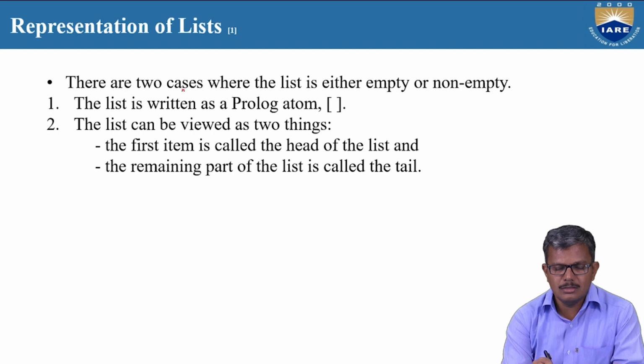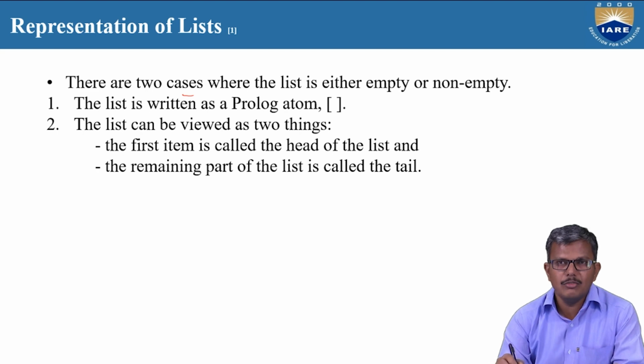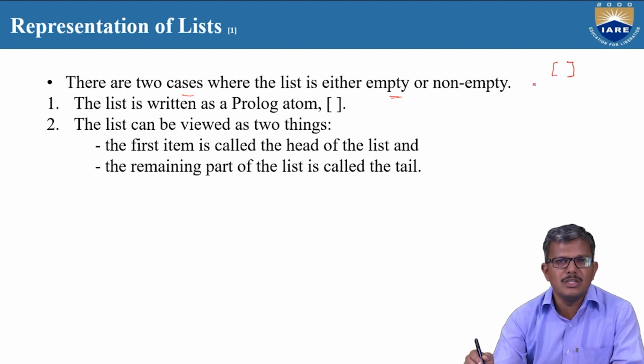See here, there are two different cases where the list is either empty or non-empty. In the second slide, we mentioned that a list is a sequence of items which are enclosed within square brackets, and each and every item is going to be separated by a comma. But here we are saying one more important point: a list can be empty. Simply you take some square brackets and don't write any list item inside it.